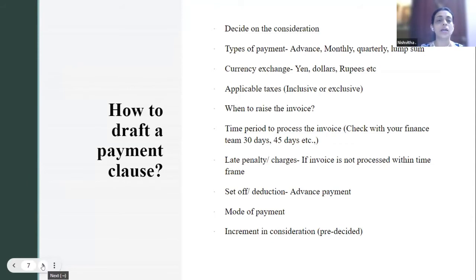Okay, I repeat, consideration is always mandatory in a contract. Mention the consideration, including or excluding taxes, mode of making the payment, call out the type of currency that you will use, think about the exchange rate, think about the bank transfer, late penalty charges, payment cycle, 30 days, 45 days, whatever. The mode of payment by default in international contracts would be your bank transfer. So these are the few essentials which a payment clause should have. Let us see an example in the next slide.